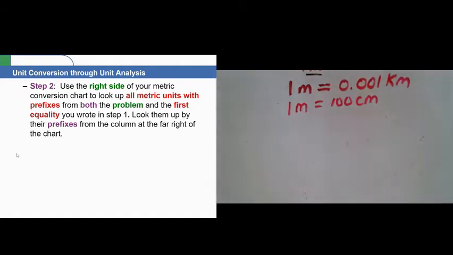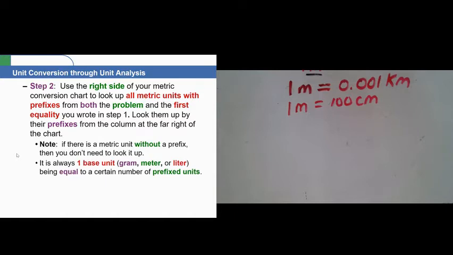Now, once we have that, then we are done using the chart. And again, remember, if there's a metric unit without a prefix, then you don't need to look it up.